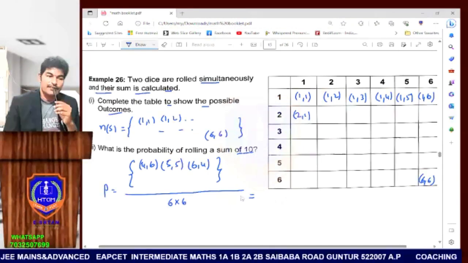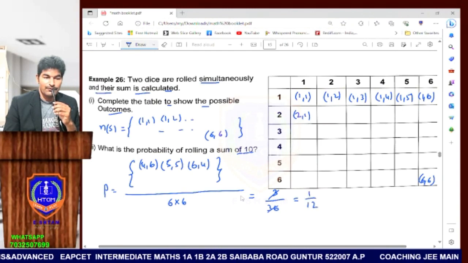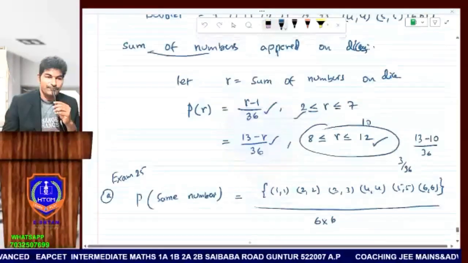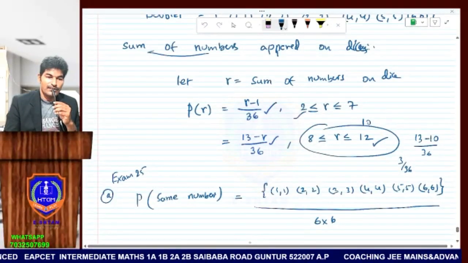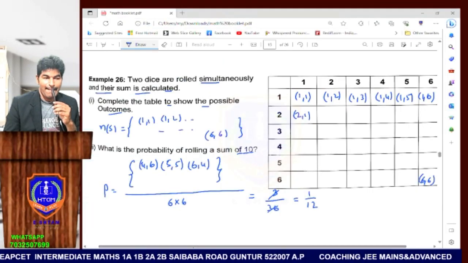So how many are there? 3 out of 36. You can cancel by 3 to get 1 by 12. As we got the same answer. Look here, here also you got 3 out of 36. Understood?